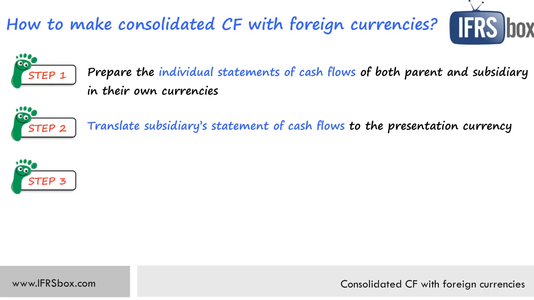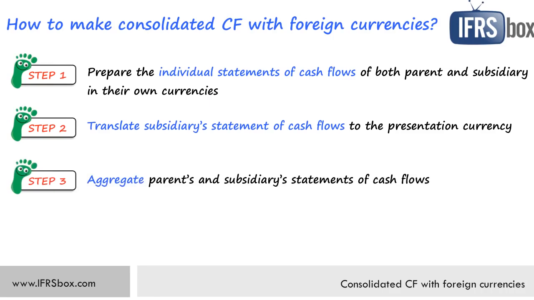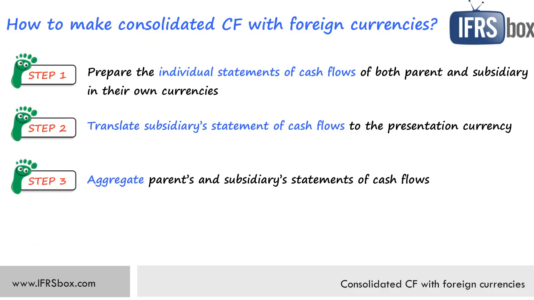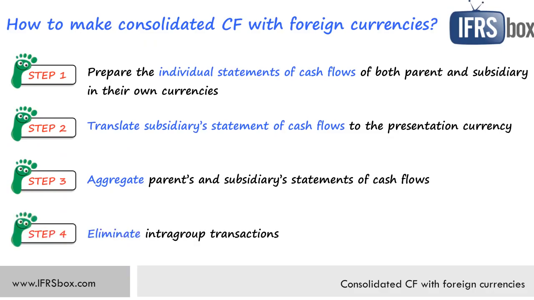Step number 3 is to aggregate parents' and subsidiaries' cash flows. Easy, you just add up Hello's line items and Guten Tag's line items in British pounds. Step number 4 is to eliminate intragroup transactions, and this is the most demanding step that takes a lot of work, but well, we have to do it. And you need to be careful with rates at which you eliminate. Think about what rate was applied to include the item in the financial statements and eliminate with the same rate.